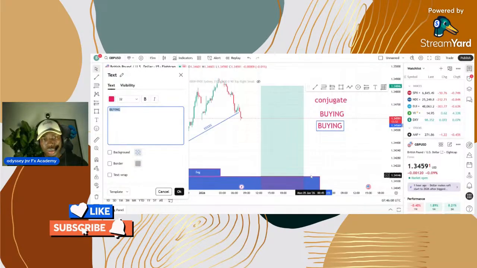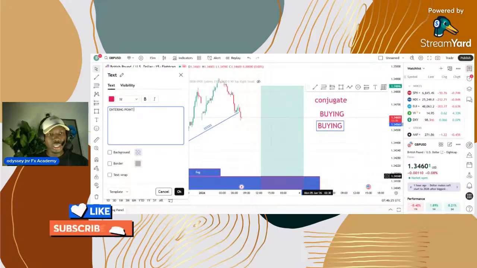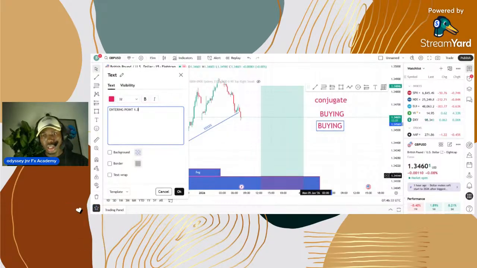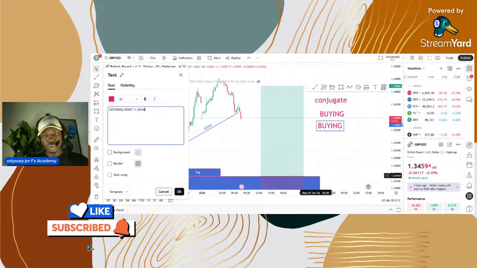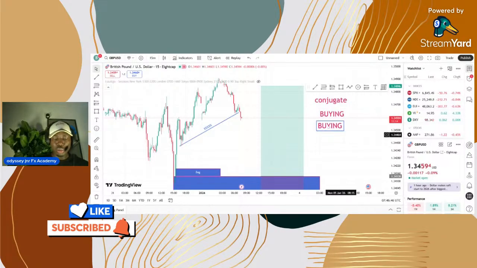Then this now, the entry point is 1.341. 1.34144. So the entry point is 1 point.